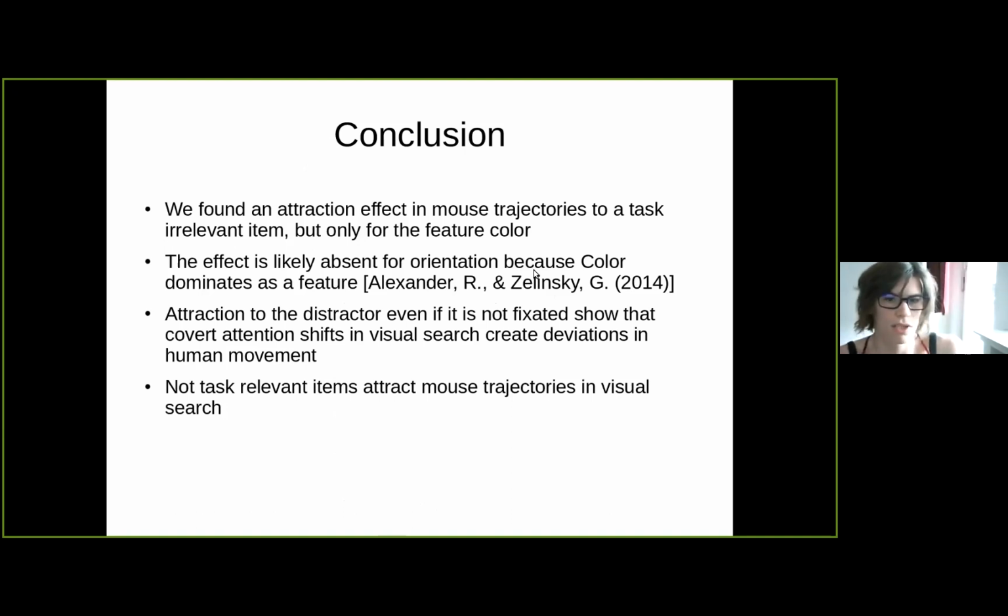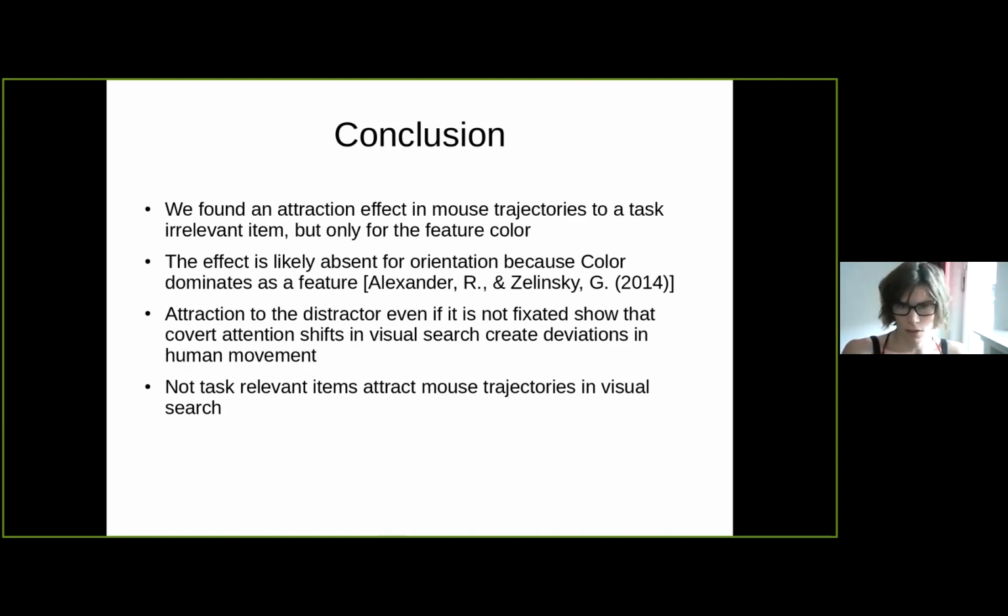So to conclude our results, what we found was an attraction effect in mouse trajectories to a task relevant item, but only for the feature color. We did expect that we would also find one for orientation, but we did not. But that's likely due to the fact that color is just a very dominant feature. And there are other studies that found that orientation is actually dominated by color in the search task and does not have an effect here. So that's probably why we didn't find our effect for orientation.